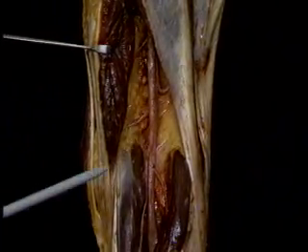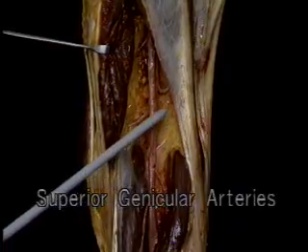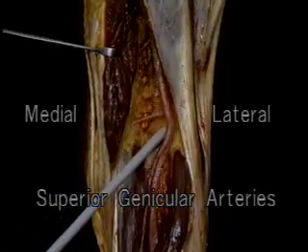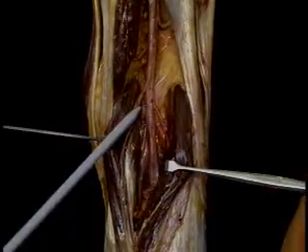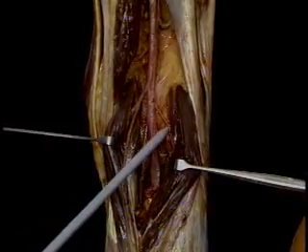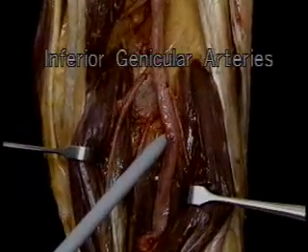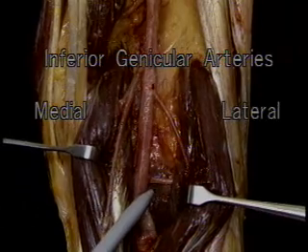Above the knee, which is just here, the popliteal artery gives off these two superior genicular arteries, lateral and medial. At the knee, it gives off these branches to the two heads of gastrocnemius. And below the knee, it gives off these two inferior genicular arteries, medial and lateral.